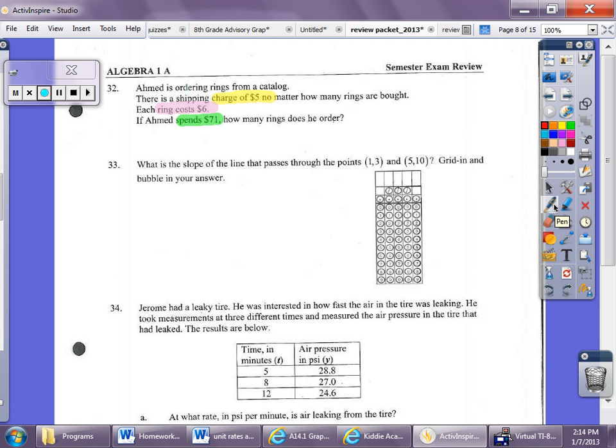So if we know that x is the number of rings, we can say we have 6x, because that's $6 for each ring, plus our shipping charge of 5 will equal our total of 71. And then we can simply subtract 5. So 6x equals 66, divided by 6. x equals 11. So Ahmed can buy 11 rings.